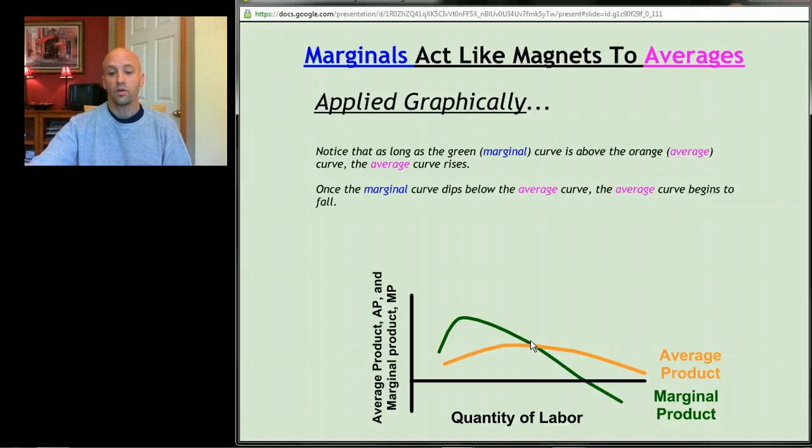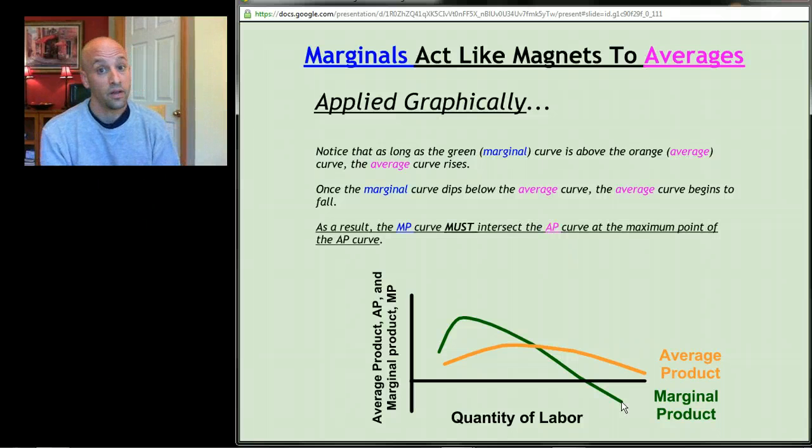Now once the marginal curve dips below the average, the average curve begins to fall. From right here all the way to here, the marginal product numbers are below the average. And notice what's happening to that orange line. That orange line is starting to fall. Again, that green line is pulling that orange line down.